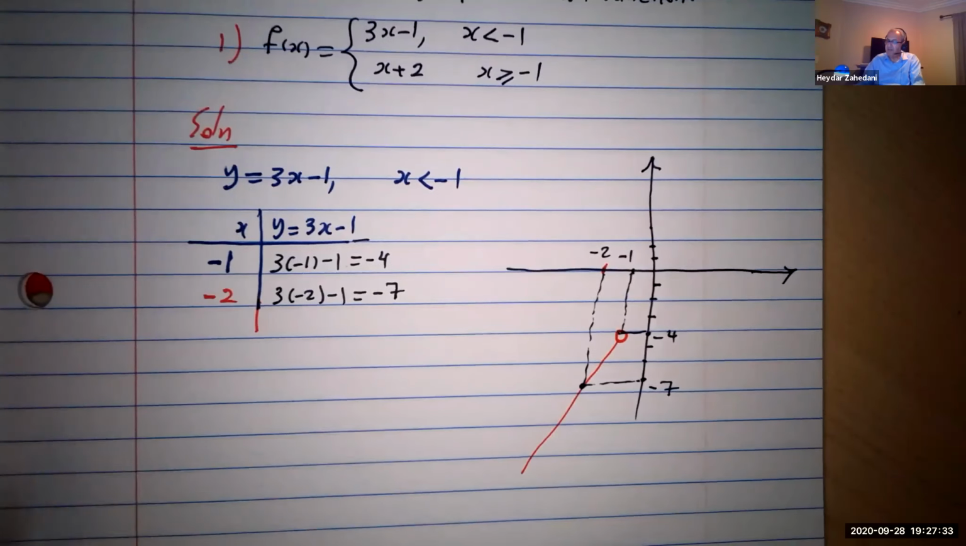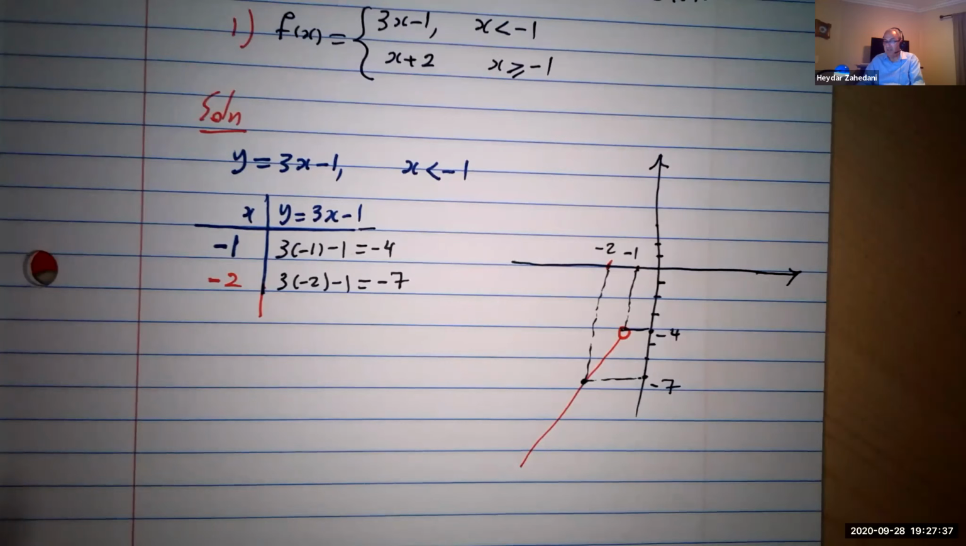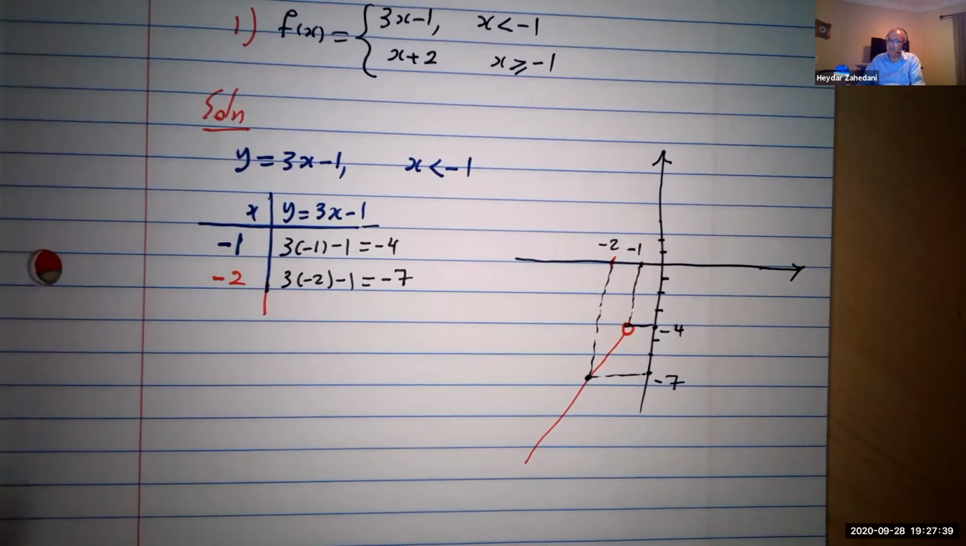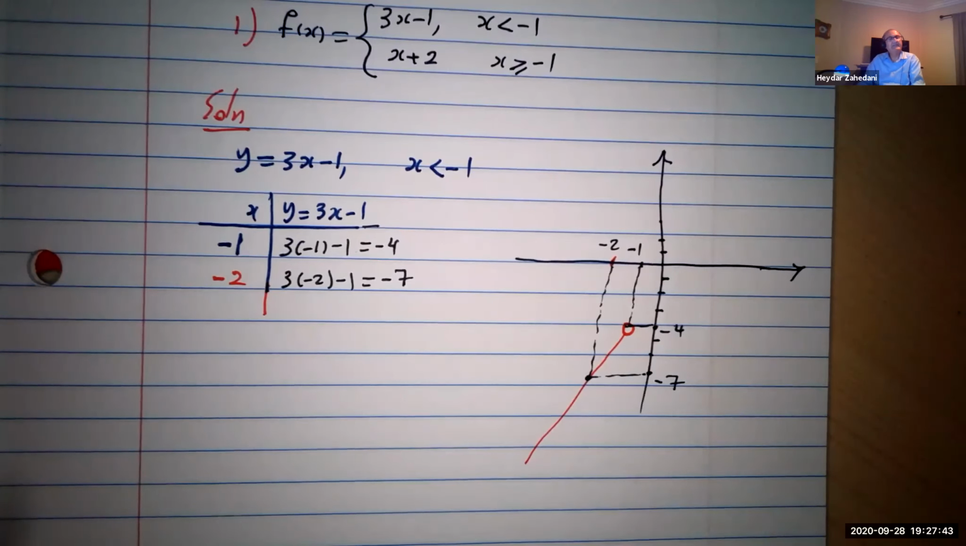So we have everything up to the negative 1. Everything up to the negative 1, but not negative 1. You see, not negative 1, because I make a hole here. Any question?